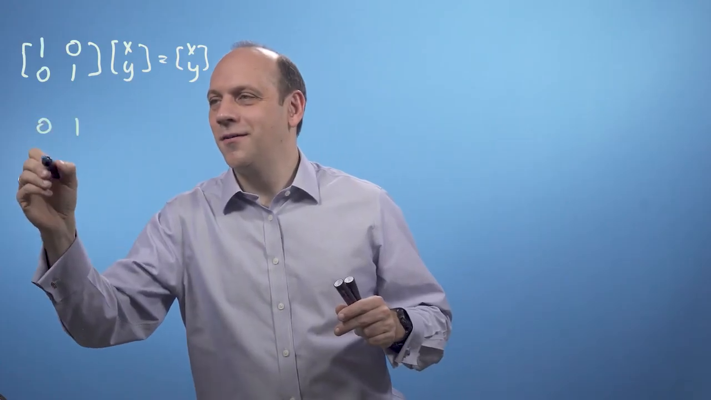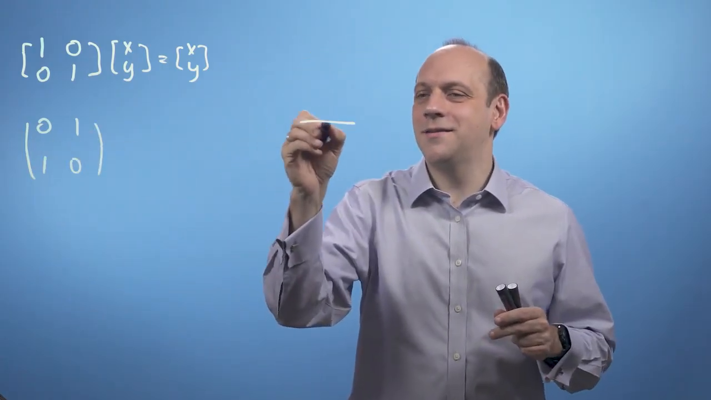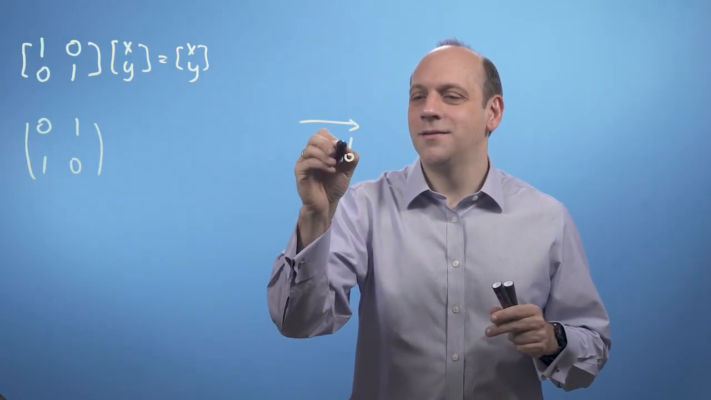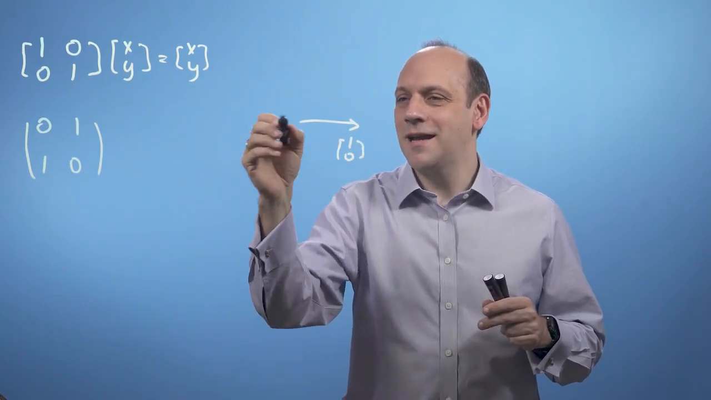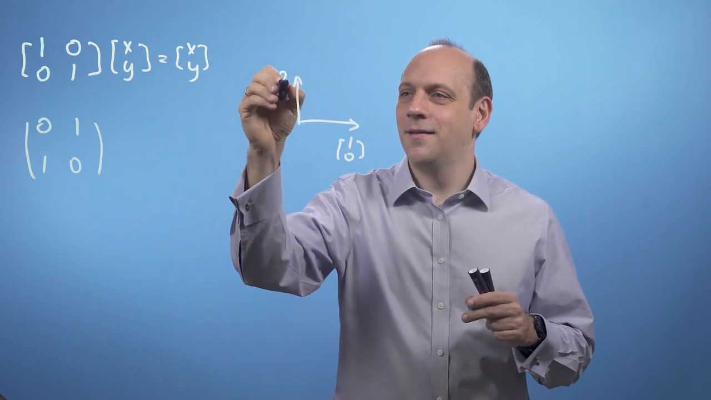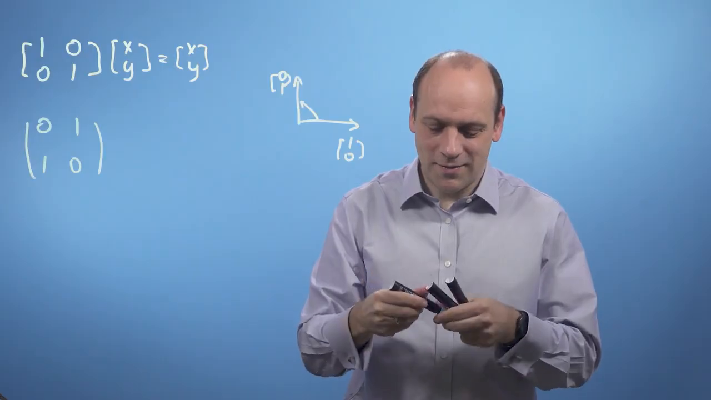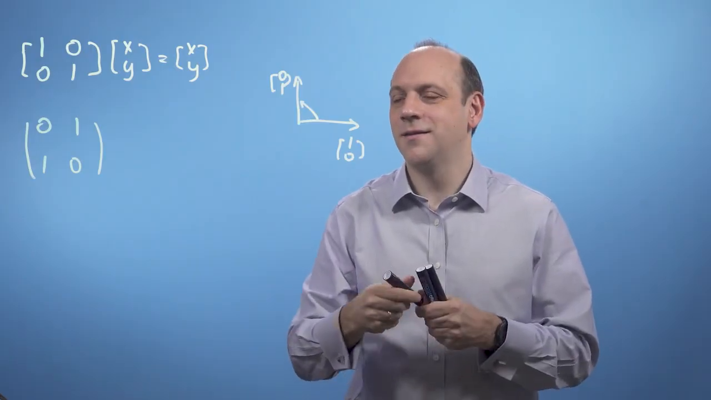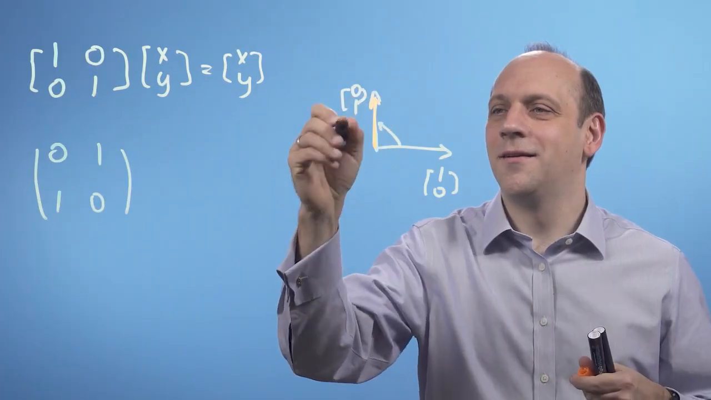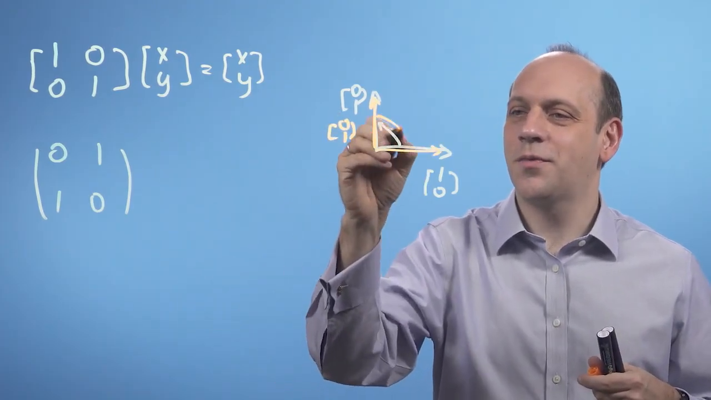Another matrix I can think of is 0, 1, 1, 0. That's kind of fun. What that does is it takes i hat (1, 0) here. It takes it to (0, 1), so it takes it to there. That guy goes there. And it takes the other axis, which was there, which was also (0, 1), and it takes it to (1, 0).